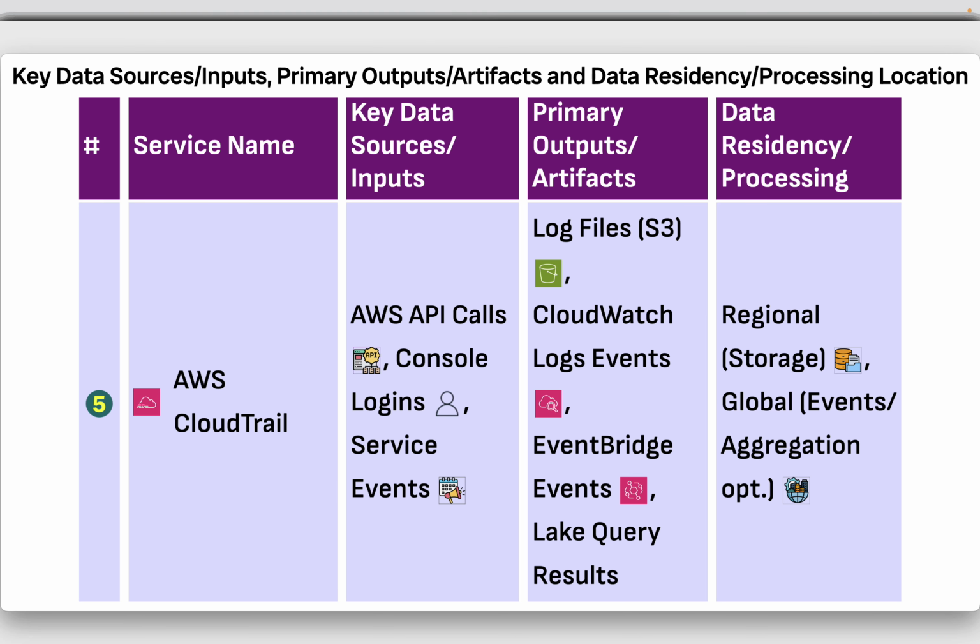Next, we have AWS CloudTrail. Data sources are AWS API calls, console logins, and service events. And outputs are log files, which will be stored in S3, CloudWatch log events, EventBridge events, and Lake query results. And data residencies are regional for storage and global for the events or the aggregations.